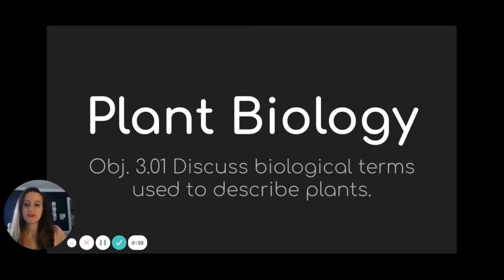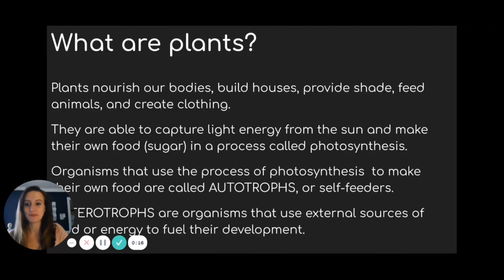Plant biology. So our objective today is to discuss biological terms used to describe plants. These are words that you have probably heard when you took biology, and if you are taking it this semester, there's a lot of these words that you're going to hear again in that class as well.